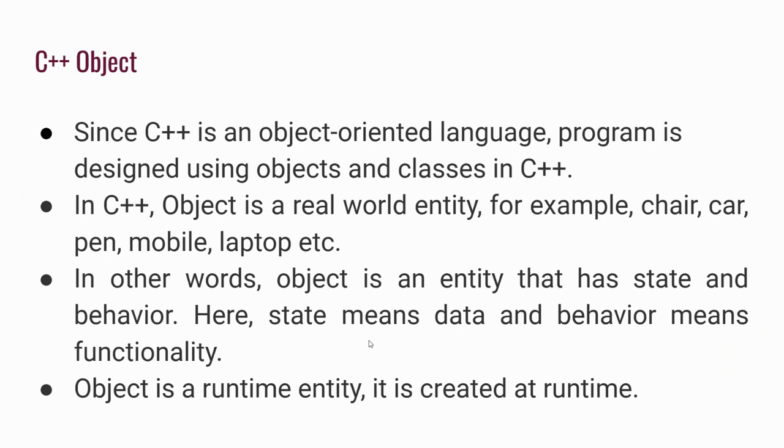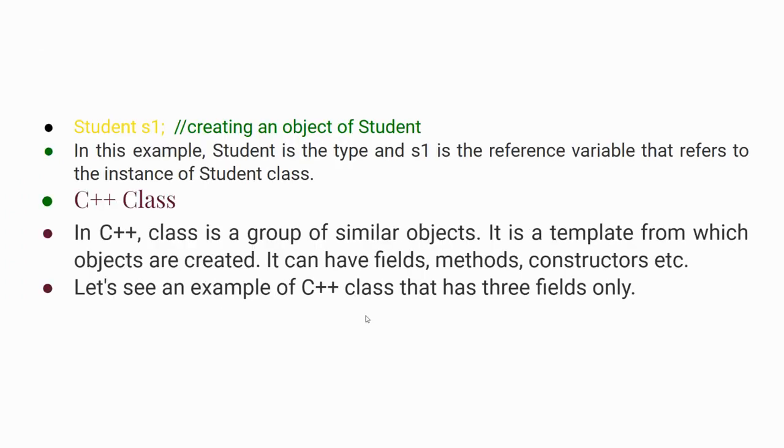Here, state means data and behavior means functionality. An object is a runtime entity. It is created at runtime. Student S1. This is the way we can create an object in C++. In this example, Student is the type, and S1 is the reference variable that refers to the instance of the Student class.